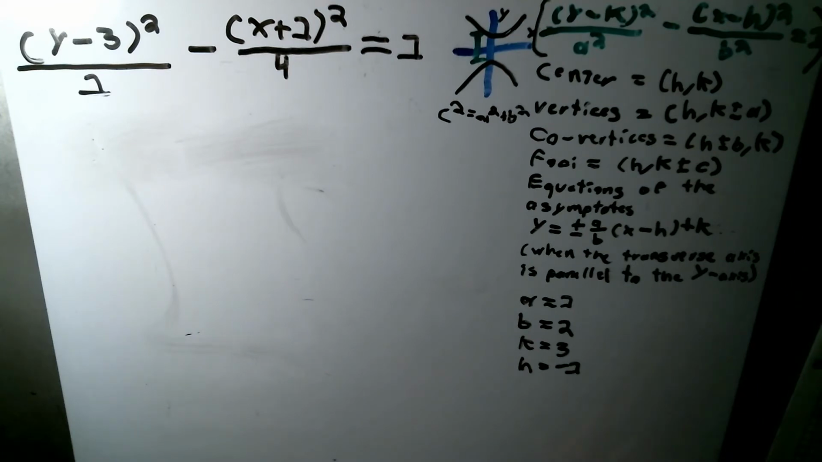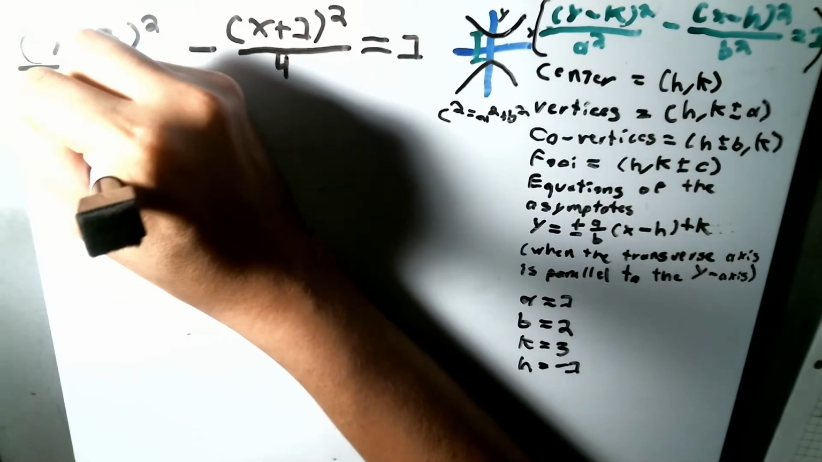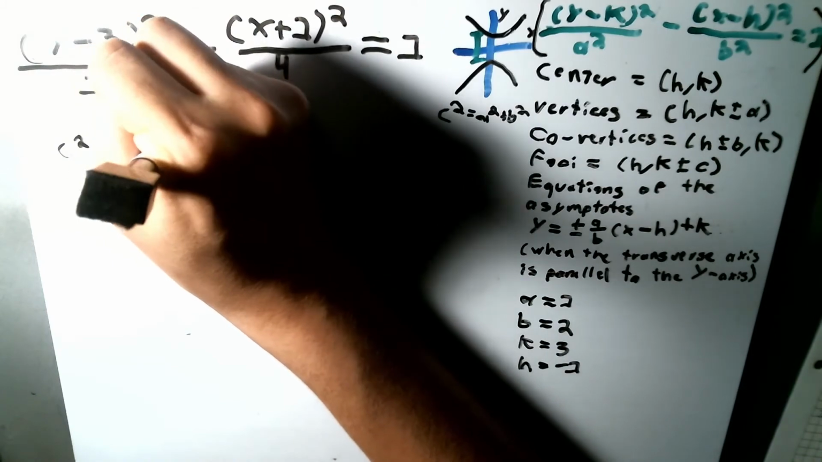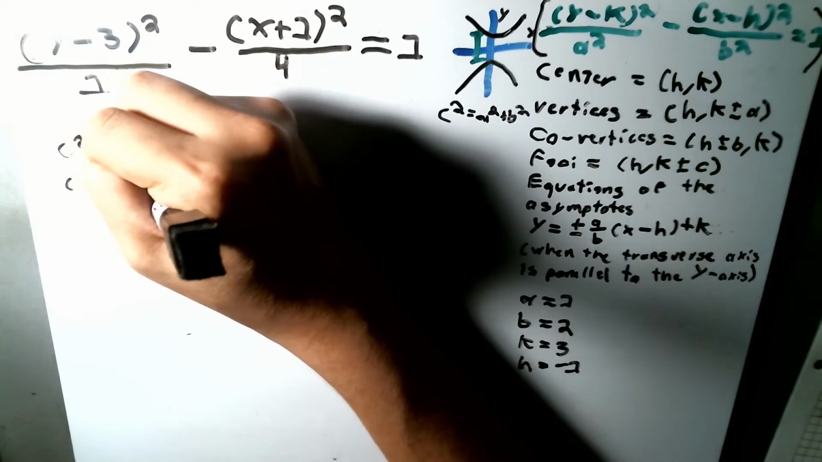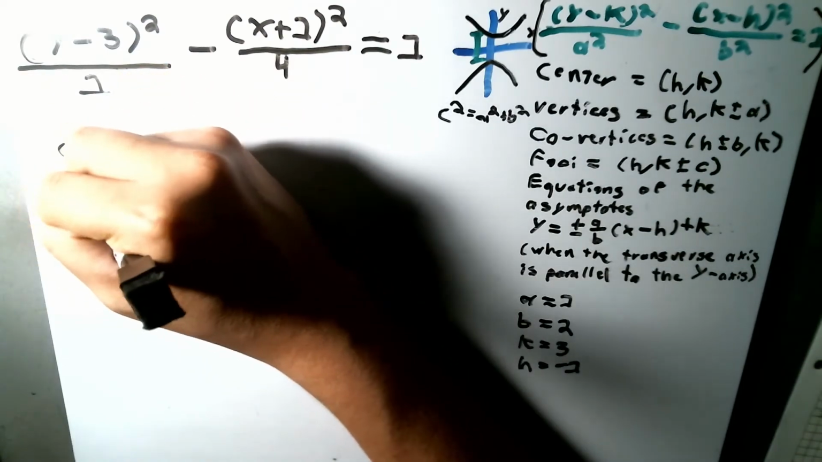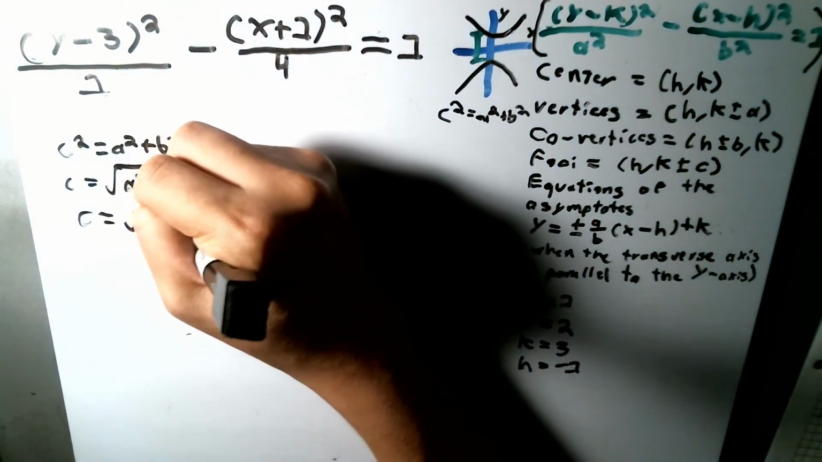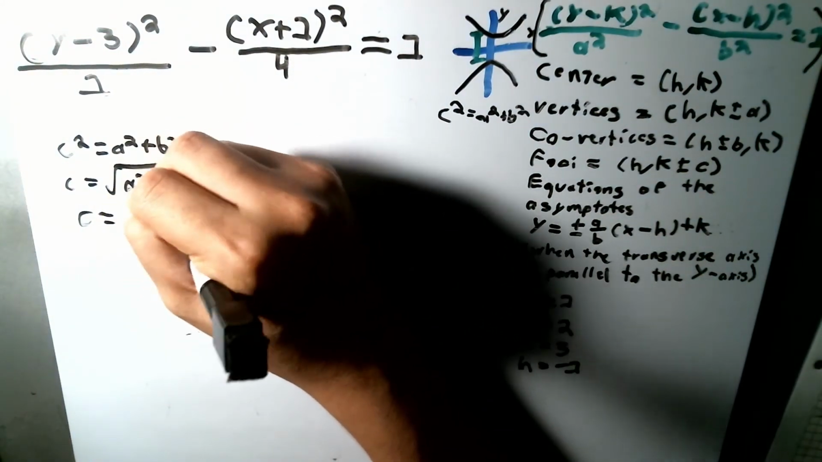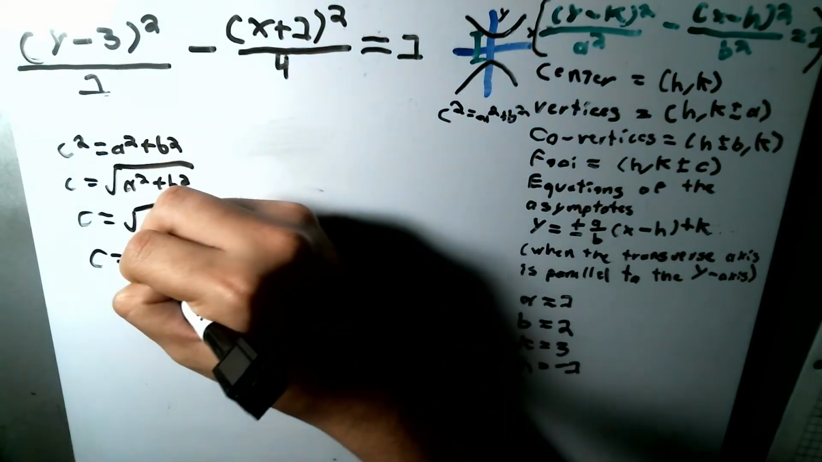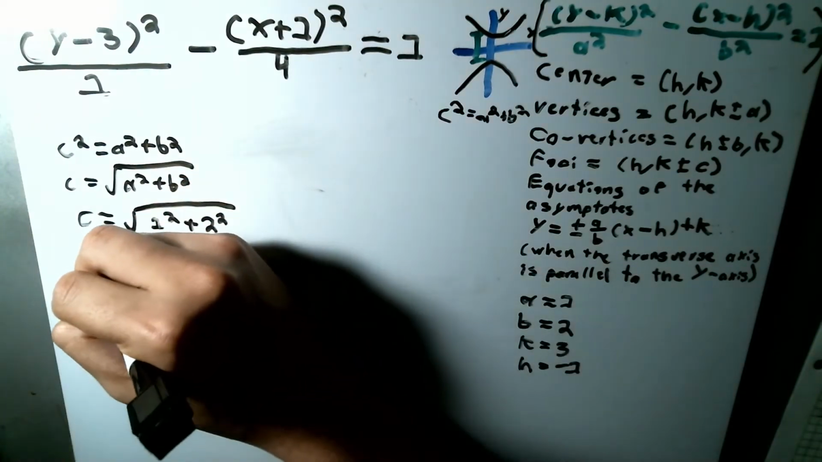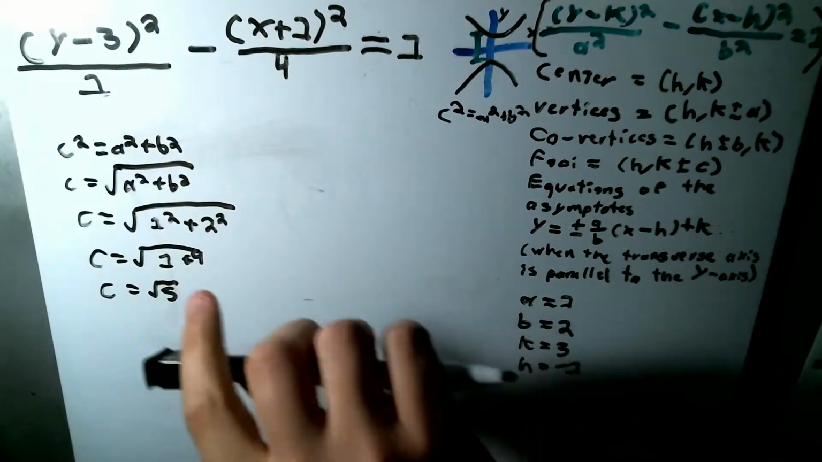Alright, what was next? Oh yeah, let's calculate c. This is for the foci point. So c is the root of a² plus b². Wait, no. c equals the root of 1 plus 4. c equals the root of 5.